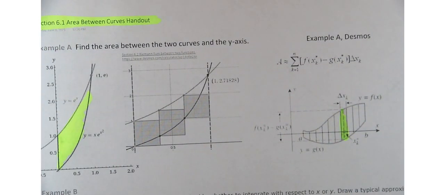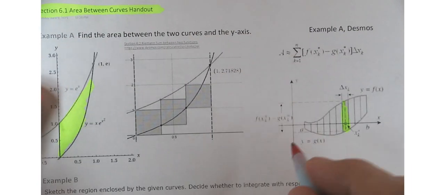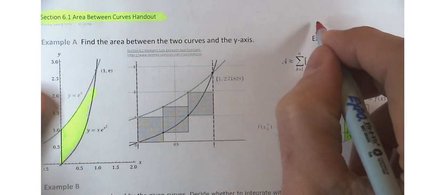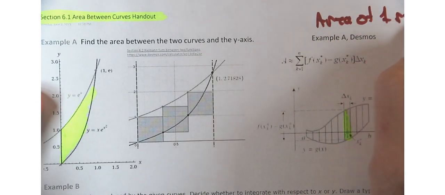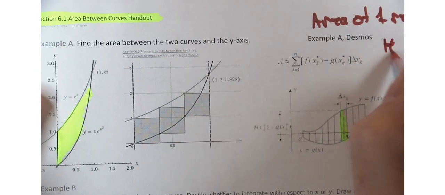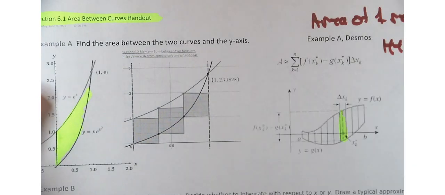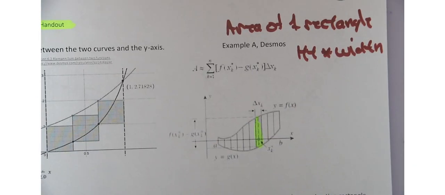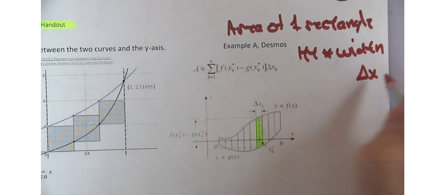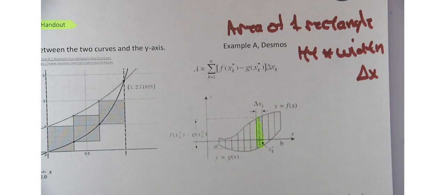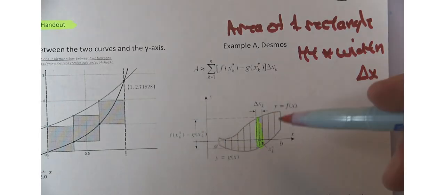So let's think about the width first. So the area of one rectangle is what we're looking for. Area of one rectangle is going to be the height times the width. The width, that's just going to be pretty easy. That's going to be a delta x. But how about the height? How are we going to get the height of this rectangle?